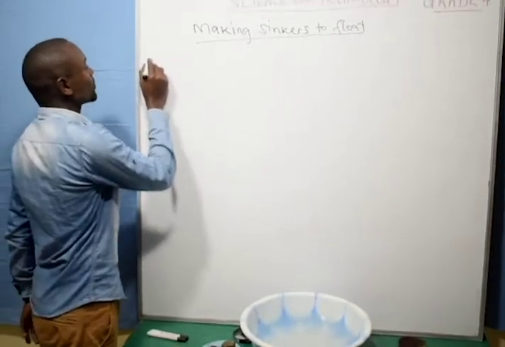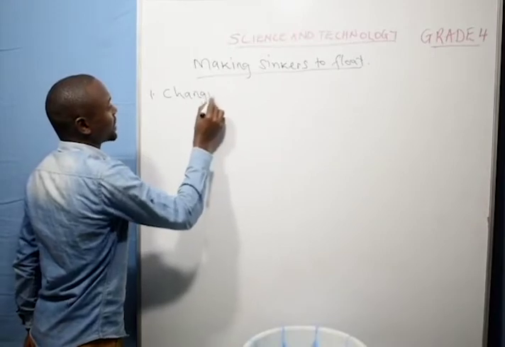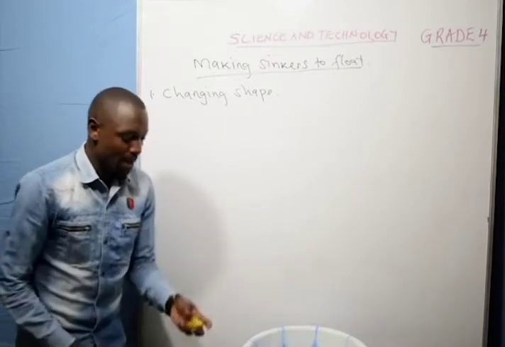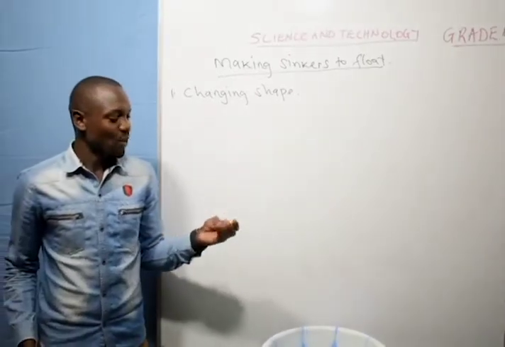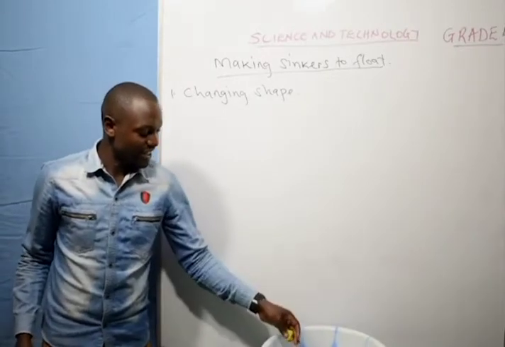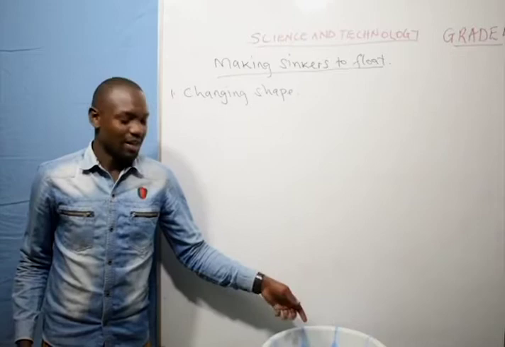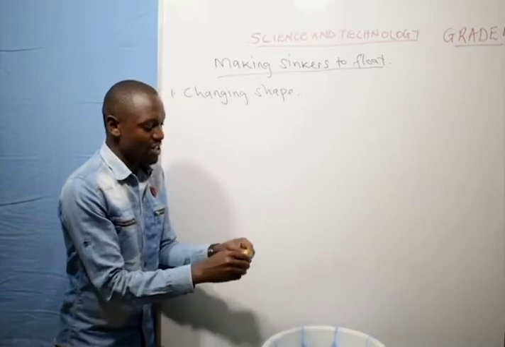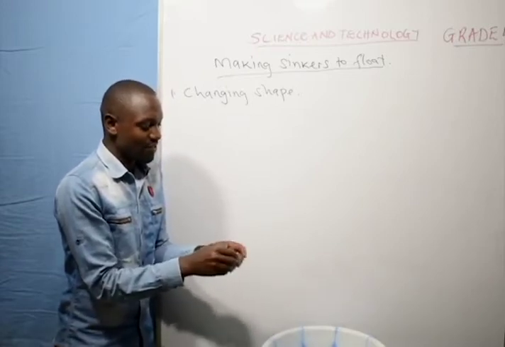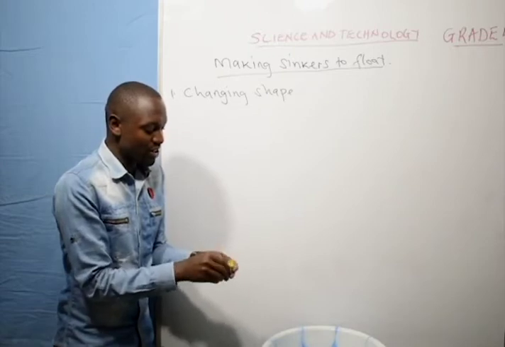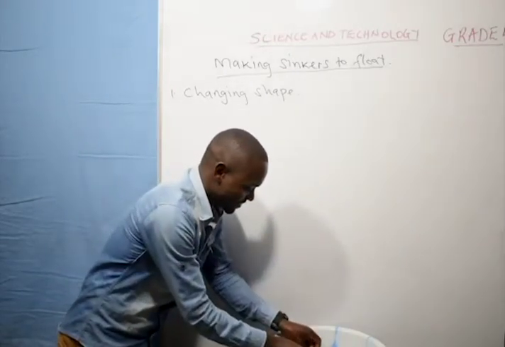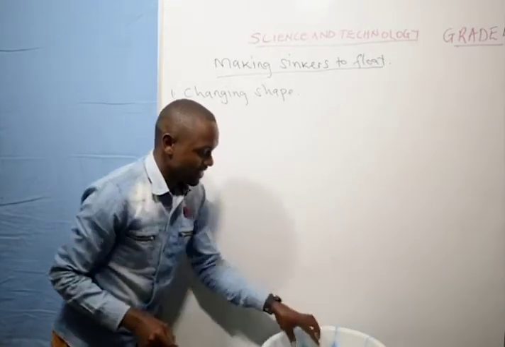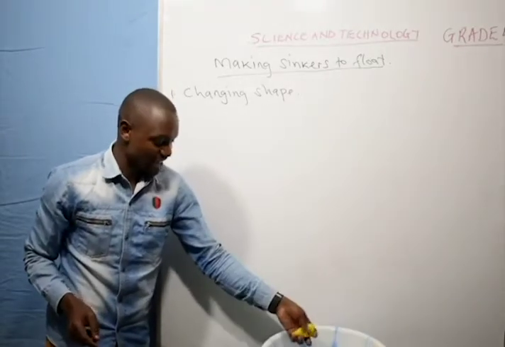One, by changing the shape. I gave you an example of plasticine. Plasticine, when it is in this shape, is going to sink in water. But when we make it have the shape of a boat or a bowl, it is going to float on water. So you can see it is floating on water because we have changed its shape.